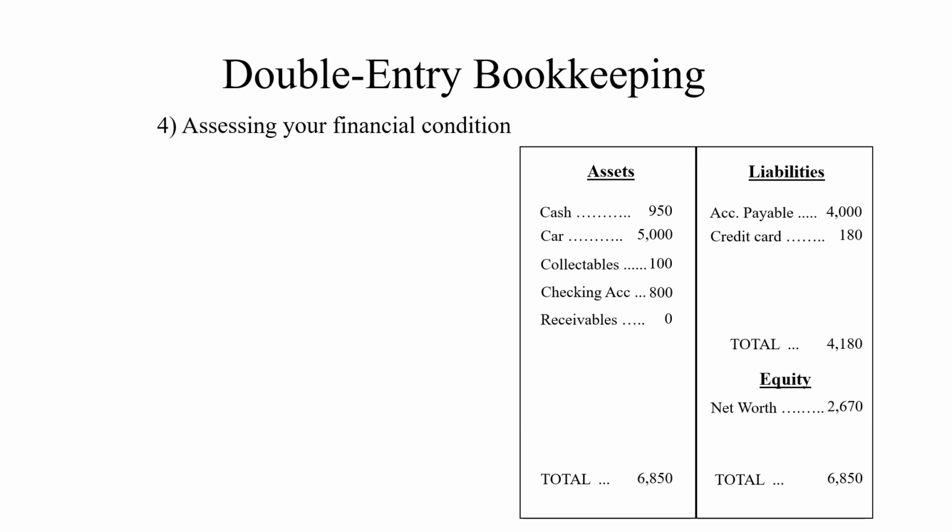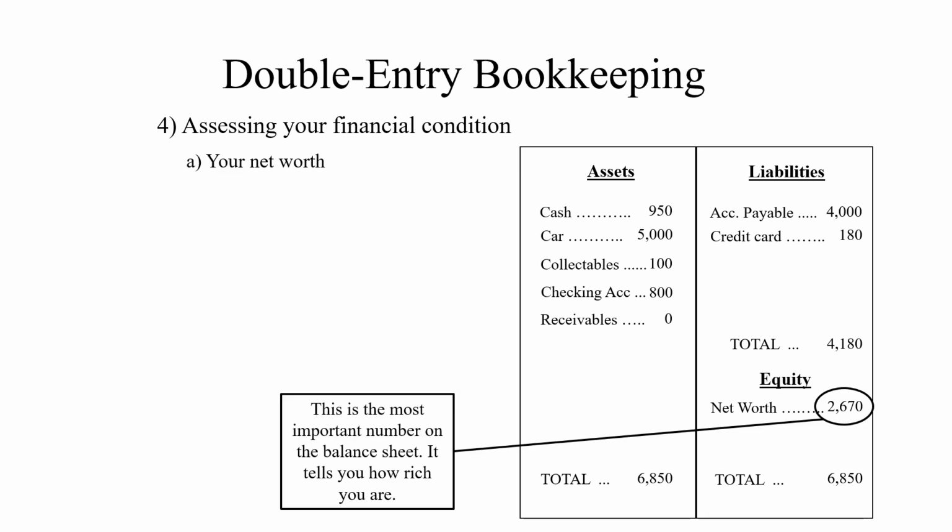Now let's mention a few accounting values and ratios that we will need to analyze our finances. To assess our current financial situation, we'll need numbers from the income statement and the balance sheet. For a more in-depth explanation, be sure to read the lecture notes in Module 3 entitled Assessing Your Financial Condition. Probably the most important number in your entire set of accounting records is your net worth. This value tells you how rich you are.